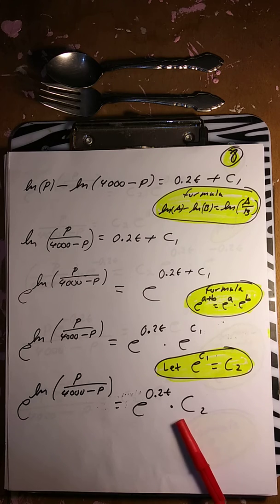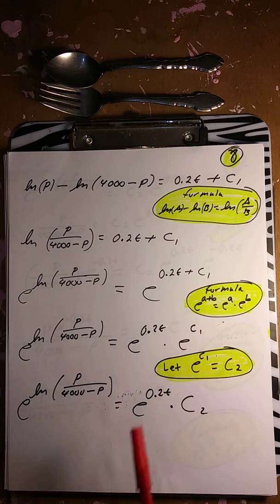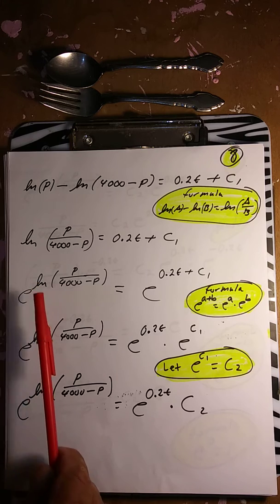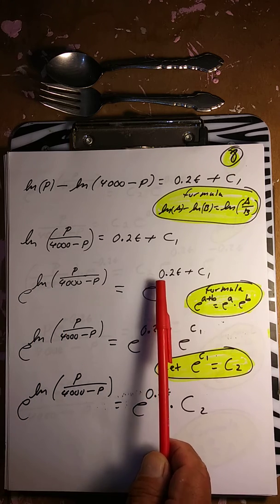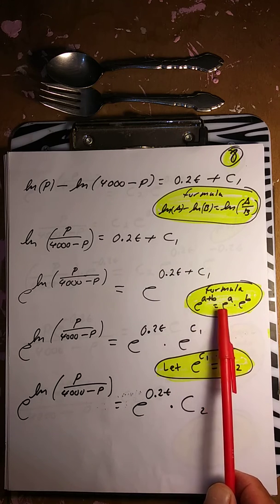Now, what can we do with this? Well, we can take e to the power, e to this power, like that. So what's going to happen when I do that? Well, you have e to the ln. There's a formula for this. E to the ln of that, and we'll do it in a second. And e to this. So e to the 0.2t plus c1 is e to the a, e to the b.